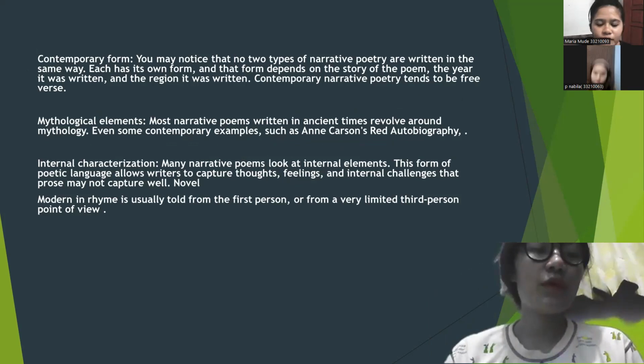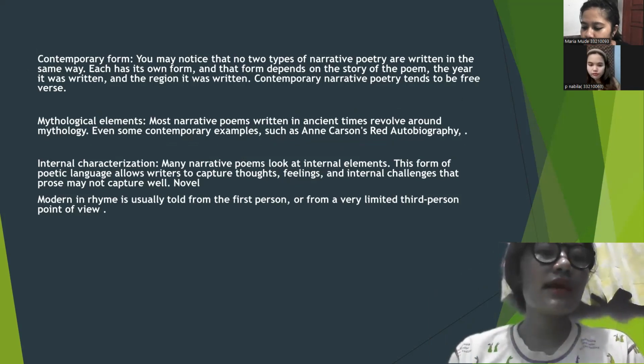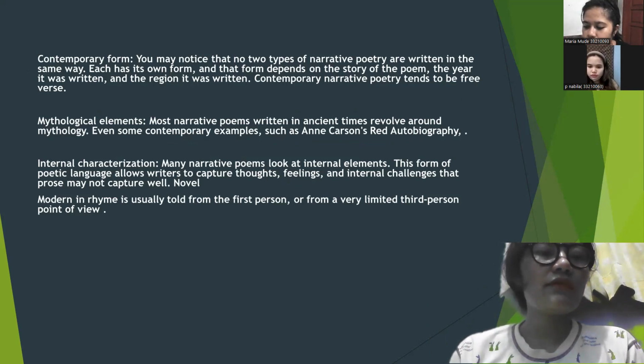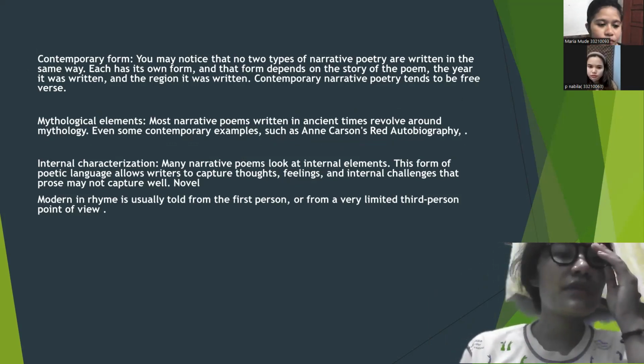Contemporary form: you may notice that no two types of narrative poetry are written in the same way. Each has its own form, and the form depends on the story of the poem, the year it was written, and the region it was written in. Contemporary narrative poetry tends to be free verse.